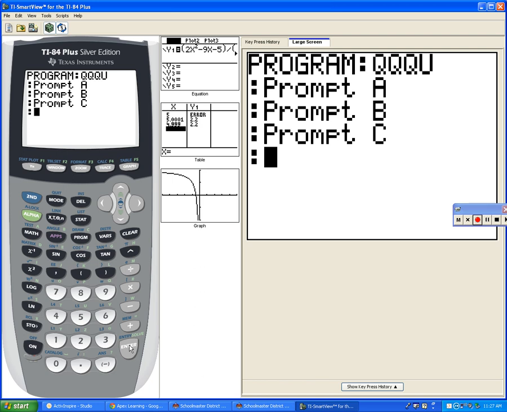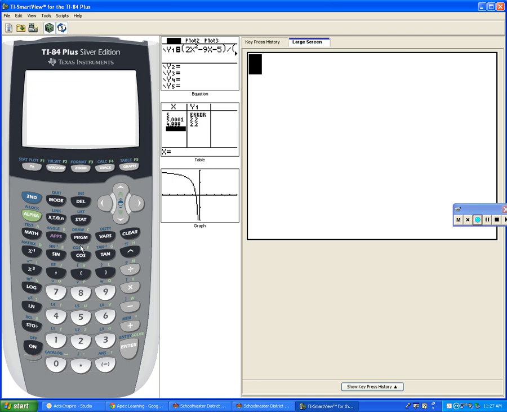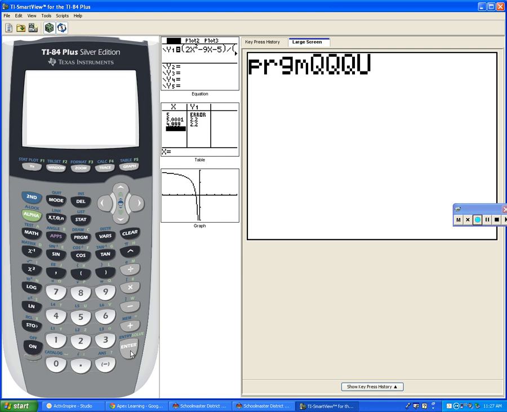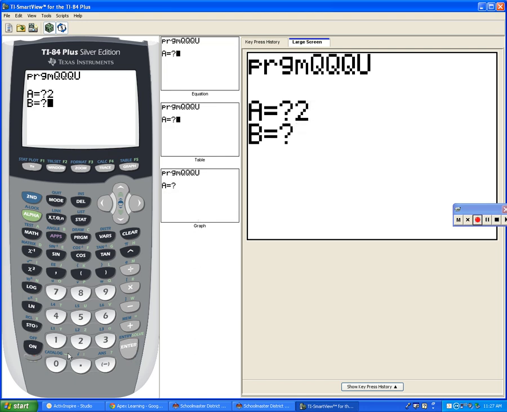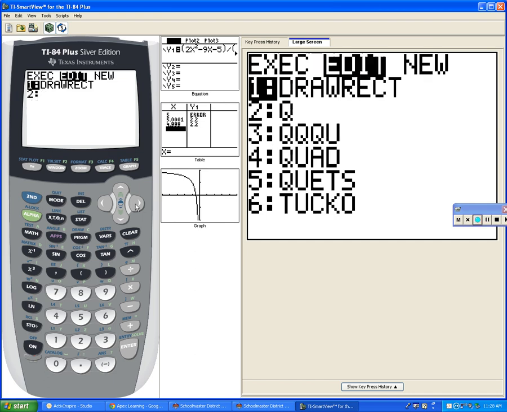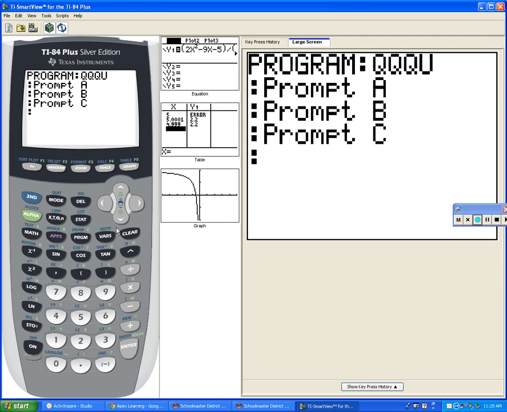Okay? And don't do this right now, but I just want to show you the program that we have created. What our program will do right now, if I execute it, is when I hit enter, it says A equals, and you type in a number, B equals, and you type in a number, and C equals. And now we're done. I'm just showing you what we've done so far. So what does it do? Nothing, because we didn't tell the calculator to do anything with those numbers.